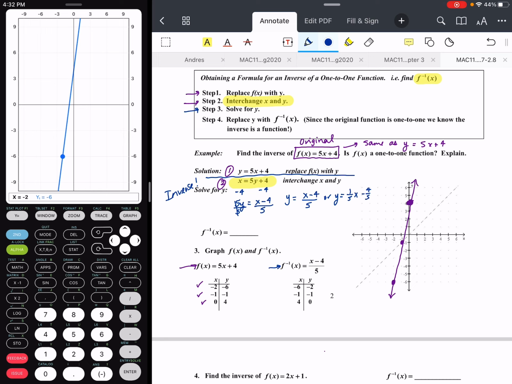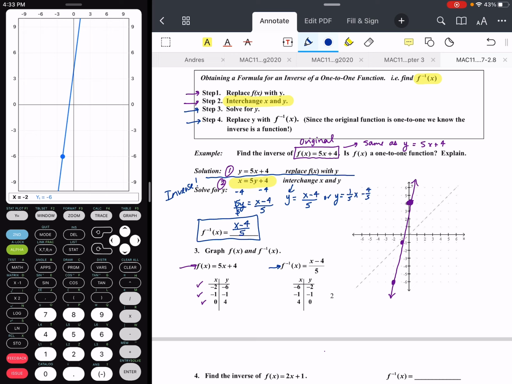So the final step is replace y with f inverse of x. This is just a function notation thing. So f inverse of x is x minus 4 over 5. Now we have my inverse function. Not just an inverse relation, but now we can certify that it's an inverse function. If we want to graph the inverse function, I could type this into my graphing calculator, or I could simply switch the x and y values.